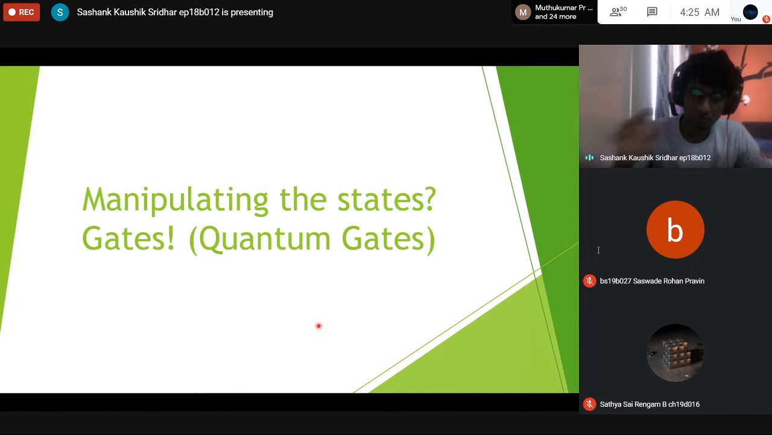So how do you manipulate these states? You have gates. Let's move on to gates. Gates are AND gates, OR gates, XOR gates that you are familiar with. In this case, we have quantum gates. Not quantum state to that particular basis state. Everything else can be converted.